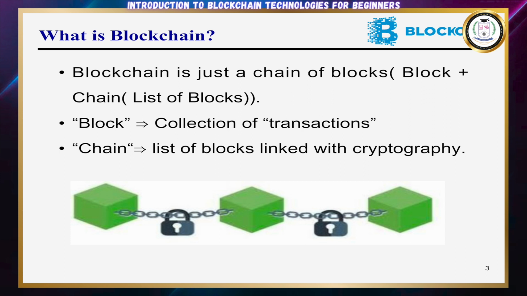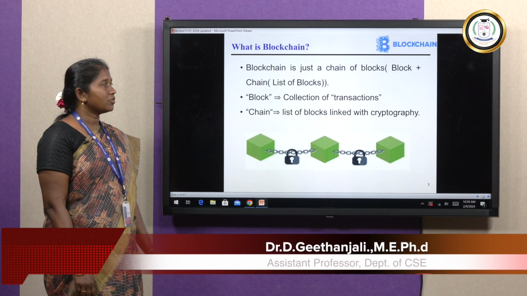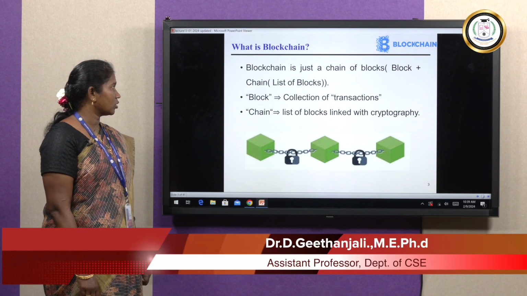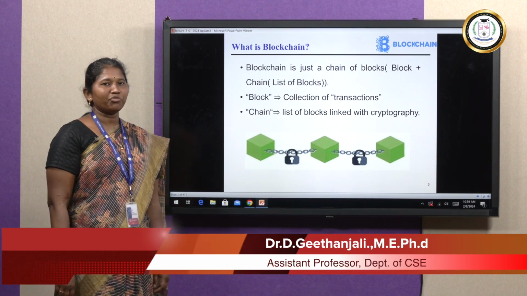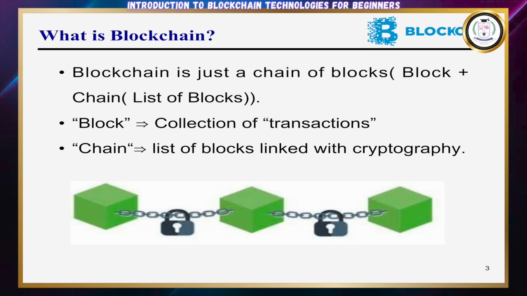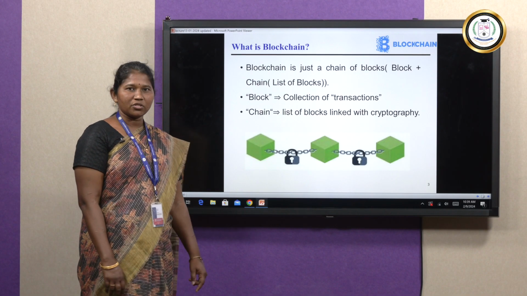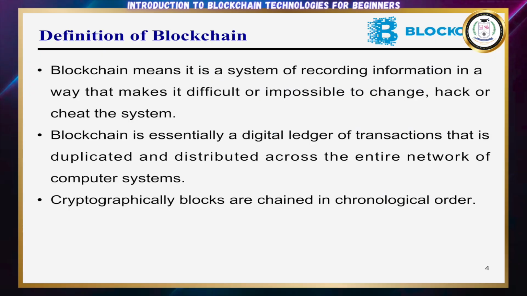This slide shows what is blockchain. So blockchain is a chain of blocks, which is block plus chain. So that means a list of blocks. Blocks are a collection of transactions. Chain is the list of blocks linked with cryptography. So this is the diagrammatic representation of the blockchain. So this is the basic definition of blockchain.